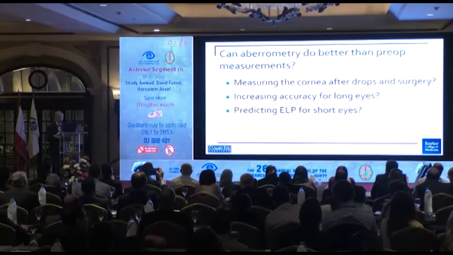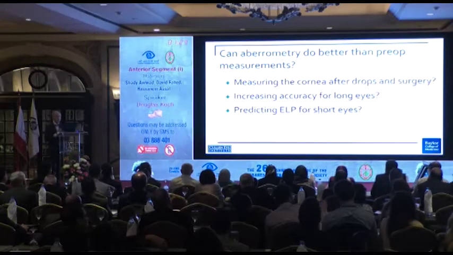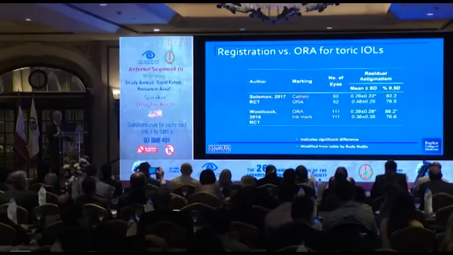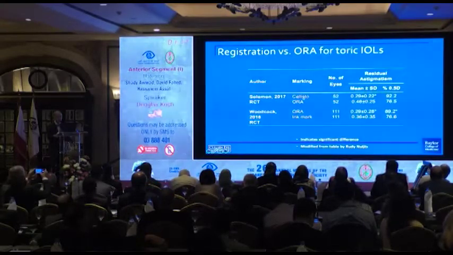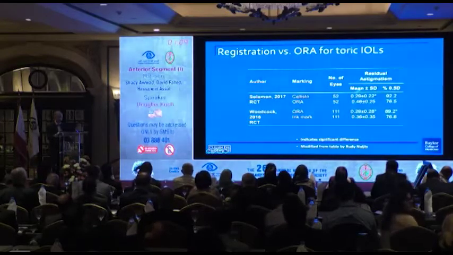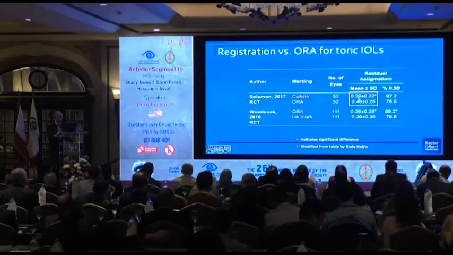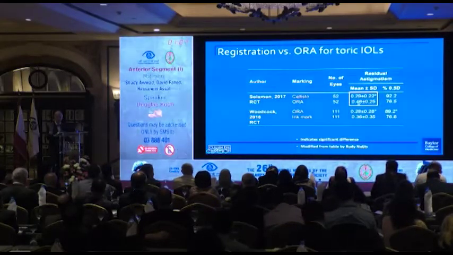Can aberrometry really be that accurate? In the middle of surgery, we've given drops, we've operated on the patients, and we have all these changes that have occurred, as opposed to the patient in the office when everything is pristine. And these are data from two different studies, and this is a table modified from Rudy Knight's. This is a comparison of just doing a registration with a Zeiss Callisto as opposed to using Aura. The mean error for the astigmatism was 0.29 with a Callisto, just getting it lined up right, and the Aura was not as accurate.